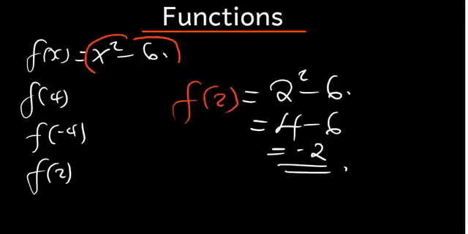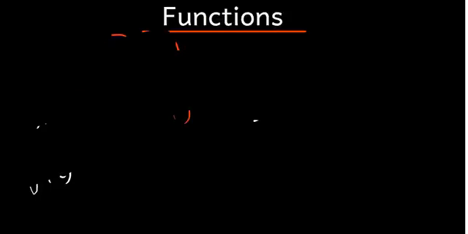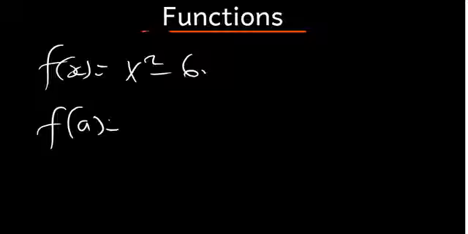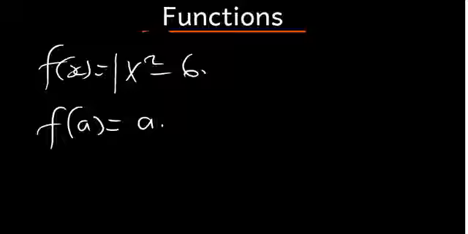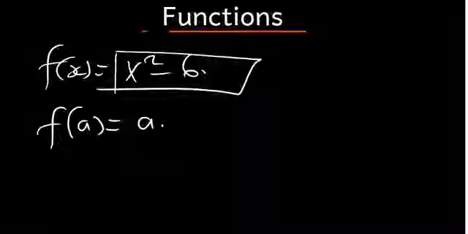Sometimes they can ask us about a function which has been given, say f of x is equal to x squared minus 6. Then they say, given that f of a is equal to a, find the possible values of a. What it means is that where there is x in the first equation, we have to replace it with a. Then you have to equate it to a. Then we need to find the values of a.